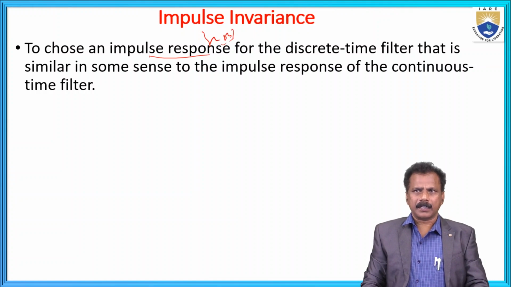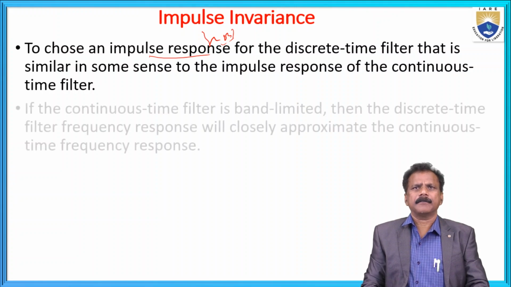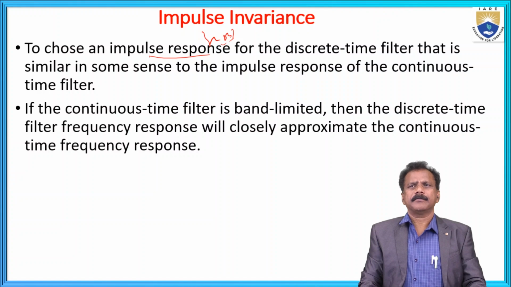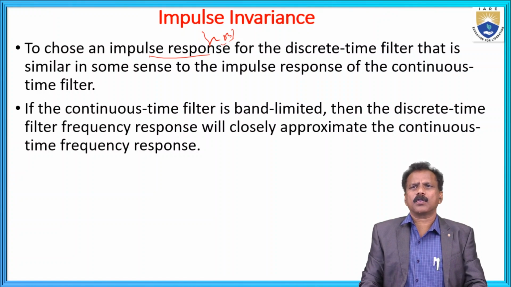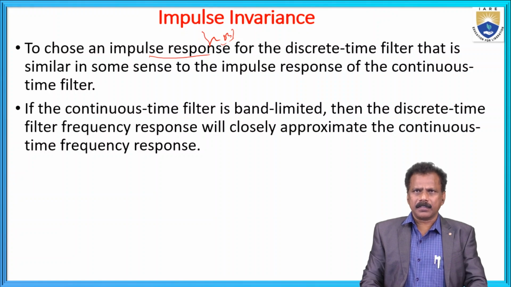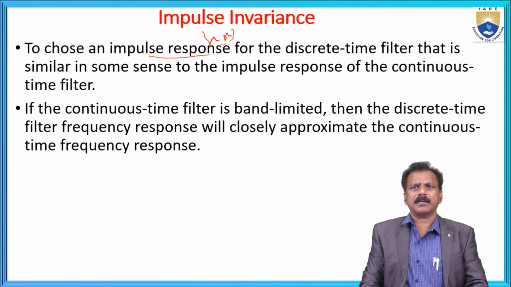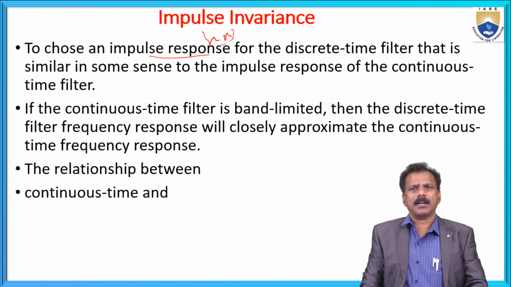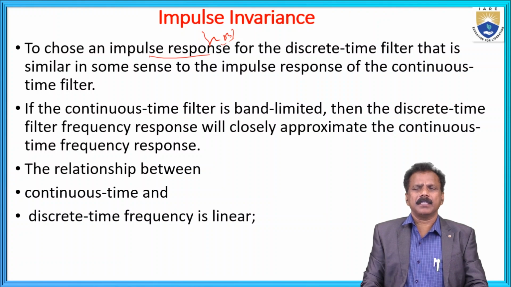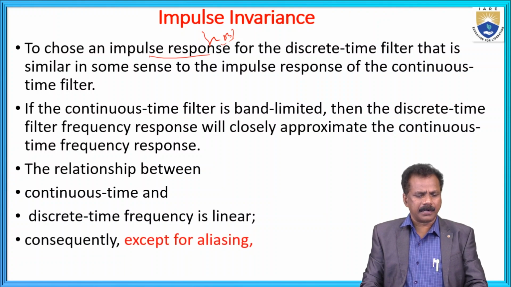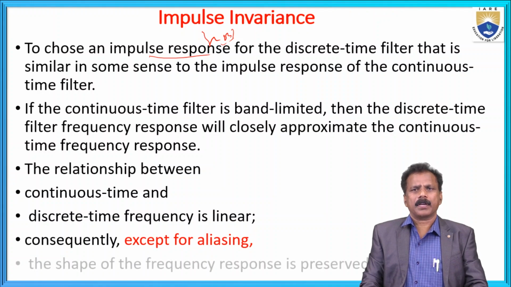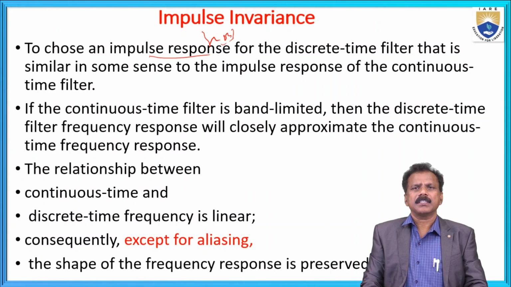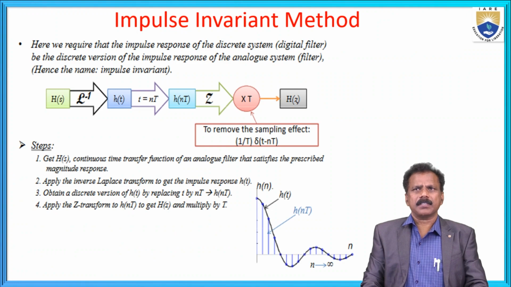For the discrete time filter, that is similar in some sense to the impulse response of the continuous time filter. If the continuous time filter is band limited, then the discrete time frequency response will closely approximate the continuous time frequency response. This is the basis of the impulse invariance method or technique. Here the relationship between the continuous time and discrete time frequency is linear. So, except for the aliasing, the shape of the frequency response is preserved with this impulse response method.